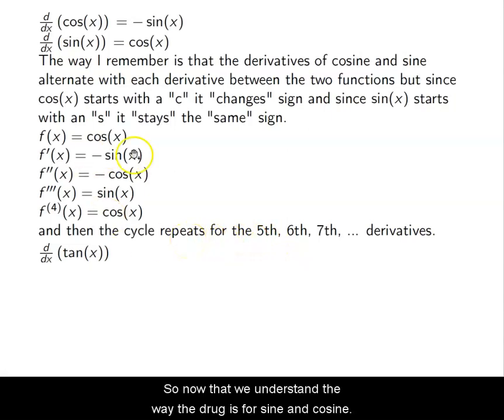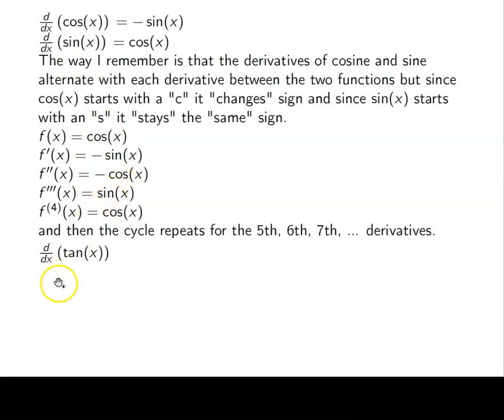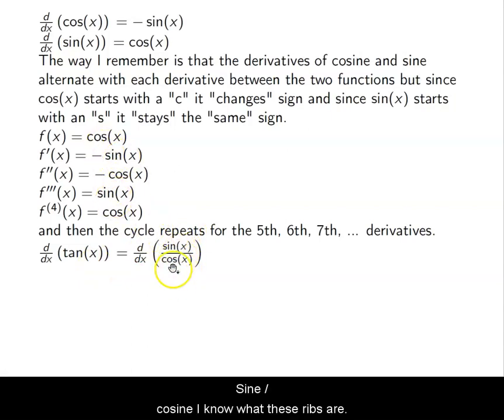So now that we understand the way the derivatives for sine and cosine work, and we know how to do the quotient rule, we can find the derivative for tangent, because tangent is sine over cosine. Okay, sine over cosine, I know what these derivatives are, and I know how to do the quotient rule. So the way that we derive the derivative for tan is by turning it into sines and cosines. Just like in regular trigonometry, whenever you run into problems, you just turn everything into sines and cosines and simplify as much as you can. That's generally a valid approach at most points in trigonometry.